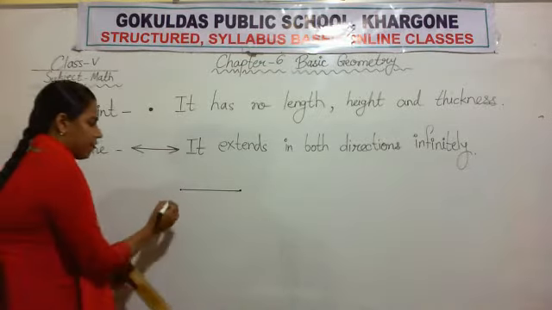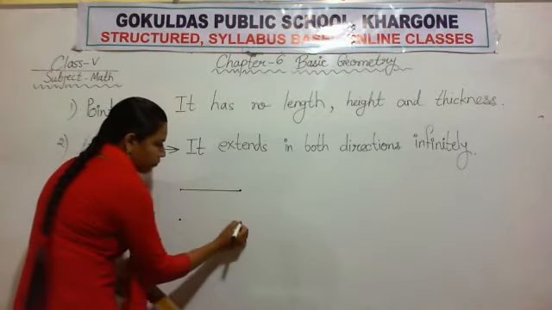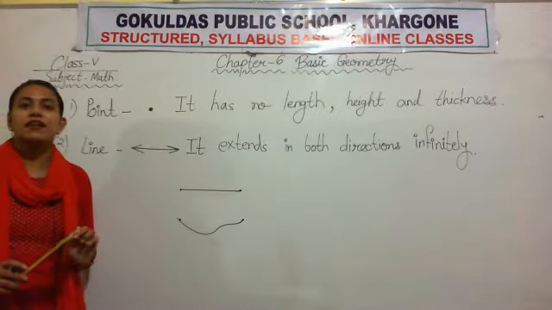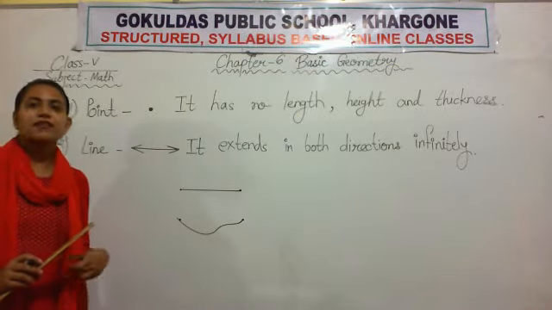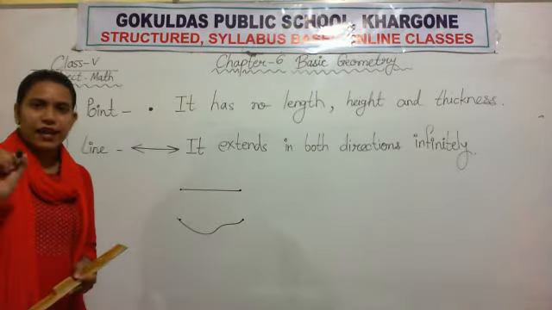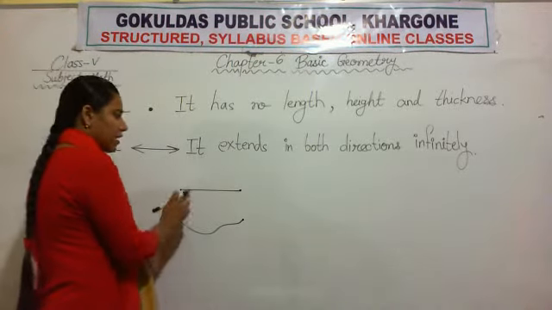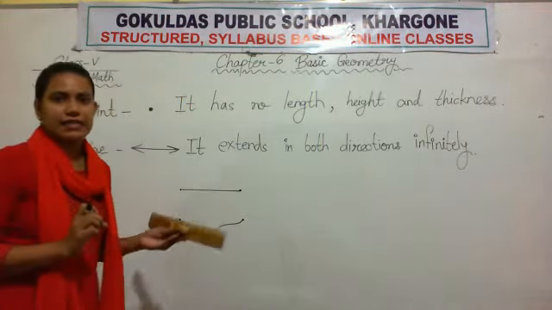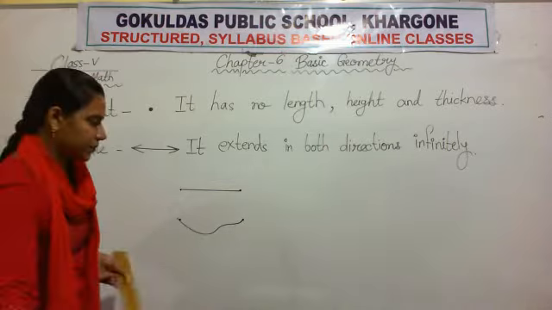If we join 2 points by running hand, we call it a curved line. If we join 2 points by using a ruler, we call it a line, a straight line.